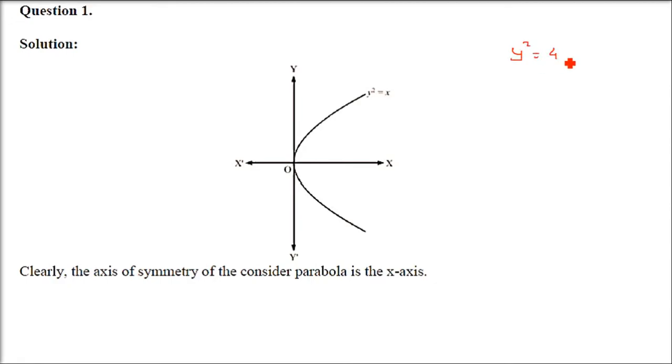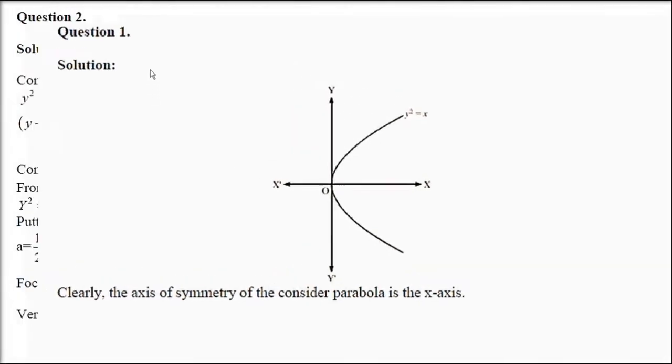So y square equals 4ax is the standard equation which we use. And this is how it is going to be made. The parabola faces toward the positive x-axis. So this is the axis of symmetry. This 4a is 1 here in this question. So the axis of symmetry will be the x-axis.